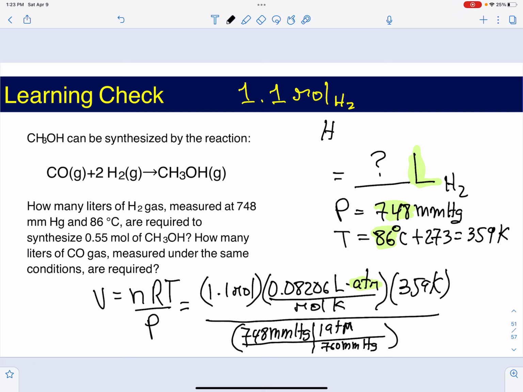And we put all that together and let's see what we get. So that would be 1.1 multiplied by 0.08206 multiplied by 359 divided by 748 divided by 760. And that's going to give us 32.9 liters.